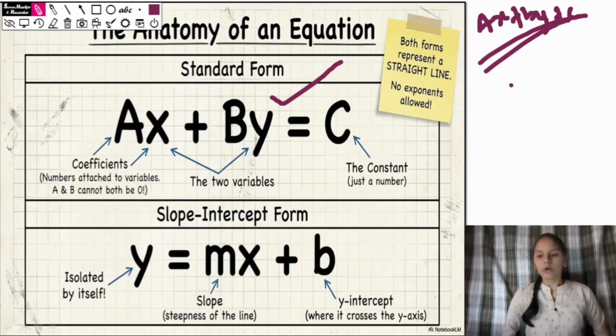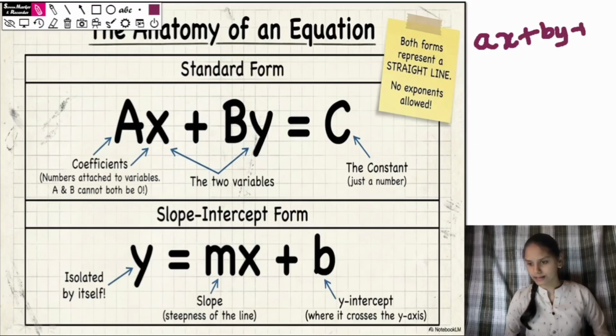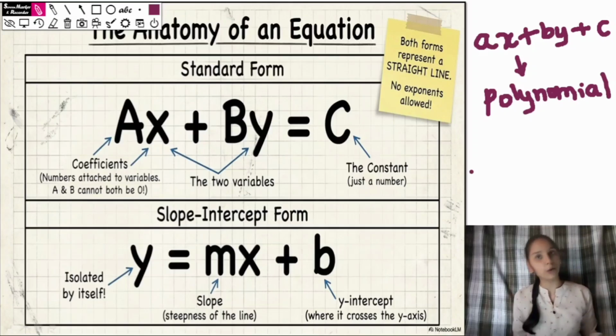Understand what a polynomial is properly. Let me write it once again: ax plus by plus c. This is the standard form of your linear polynomial. Now, what is the difference between linear equation and linear polynomial?